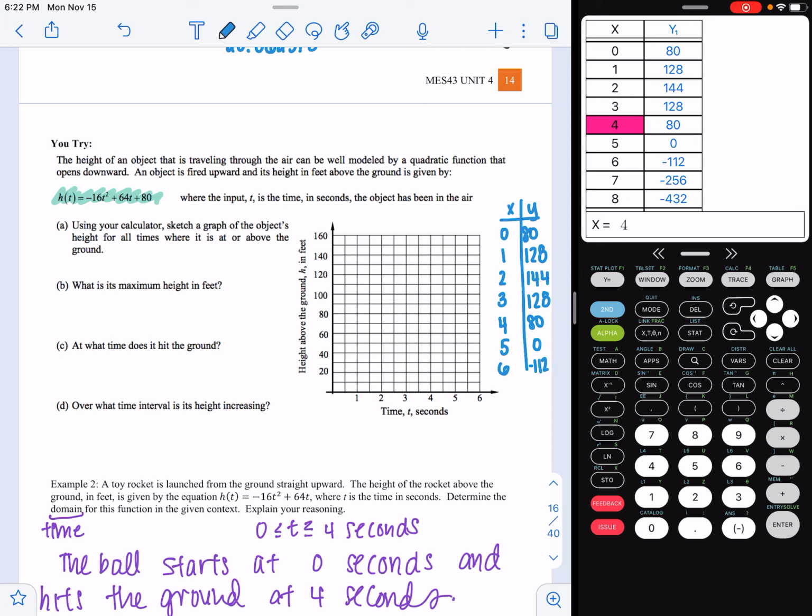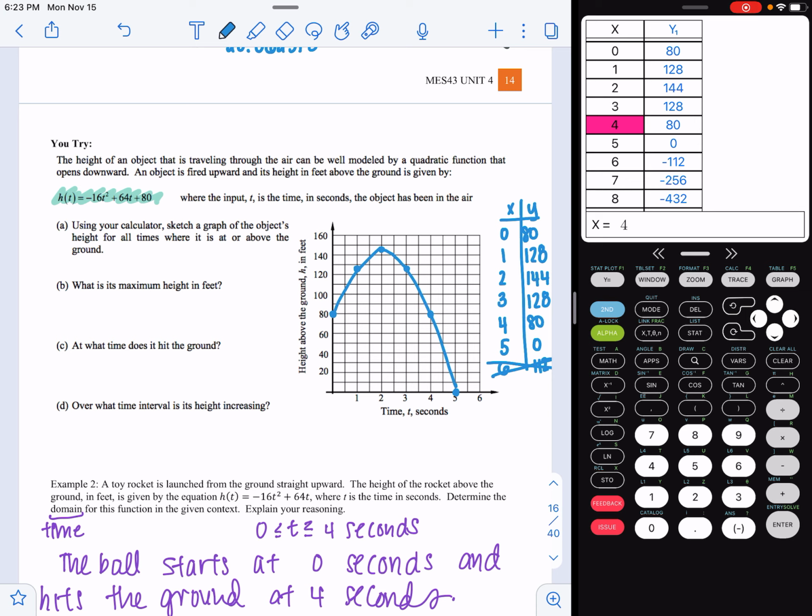We talked about in class that doesn't make sense, right? Doesn't make sense for our object to be negative feet. So let's ignore that and plot what we have. So 0 is 80. 1 is 128. That's somewhere near here. We're just taking a sketch. It doesn't have to be beautiful. At 2, we are at 144. So that's about right here. At 3, we're back at 128. At 4, we are at 80. And at 5, we are at 0. So our graph looks like this.